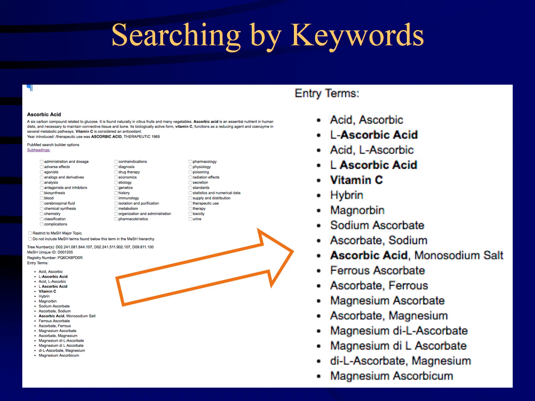If you notice on the slide, the entry terms that are mapped to the MeSH term of ascorbic acid include vitamin C, sodium ascorbate, ferrous ascorbate, and others. So in the entry for your MeSH term, you will find what entry terms will map to that MeSH term.